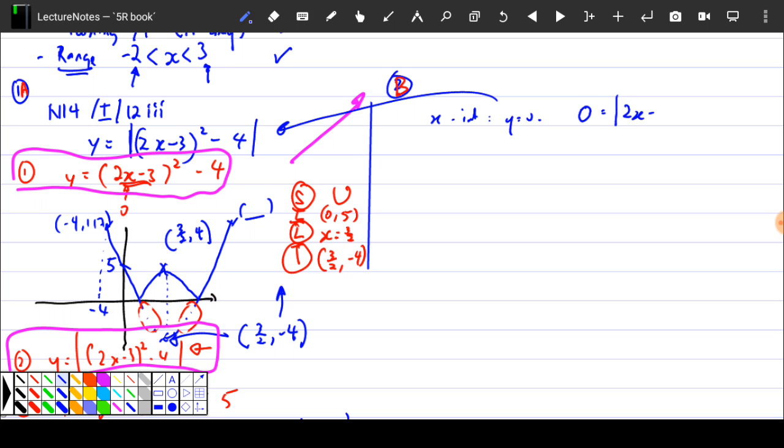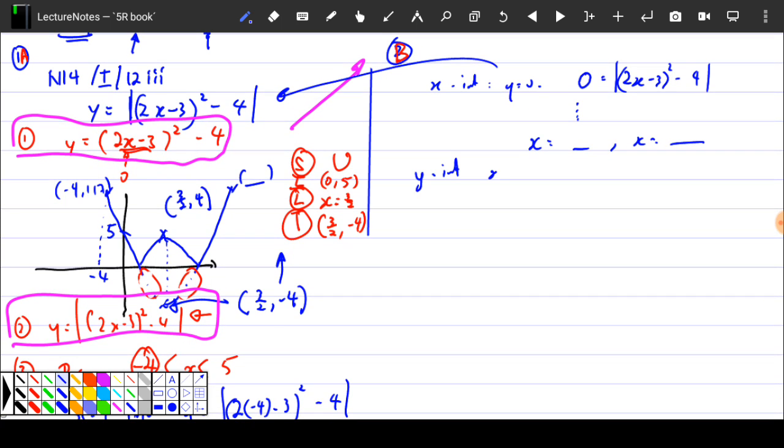So then this becomes 0 equals modulus, right? Then you try to put in. So you solve, then you will have 2 values of x, right? Okay. Then the y-intercept, same thing. You sub in x equals 0. So y equals modulus of 2x. You can remove the modulus because minus 0 plus 0 is still 0. Then this becomes 0. This becomes 0. Then minus 3 squared minus 4. Then you solve the answer.